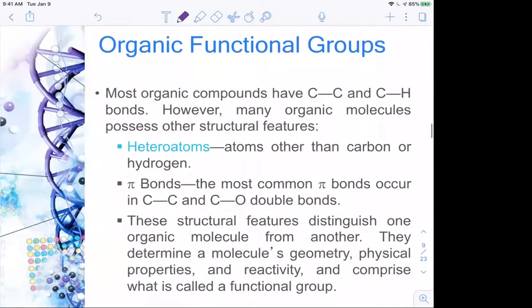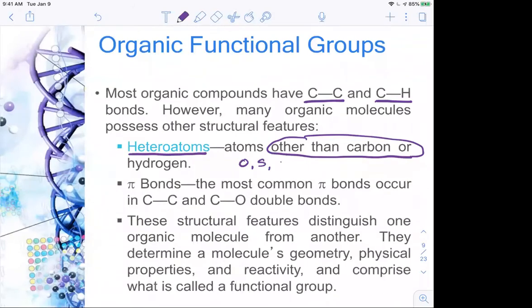So let's go over some terms. Most organic compounds have carbon-carbon and carbon-hydrogen bonds. You're not going to find many that don't. But in addition to that, they have these other structural features that we're going to talk about. One structural feature can be a heteroatom, and that's an atom other than carbon or hydrogen. So heteroatoms are oxygens, sulfurs, nitrogens, phosphorus, those atoms that are not carbon.